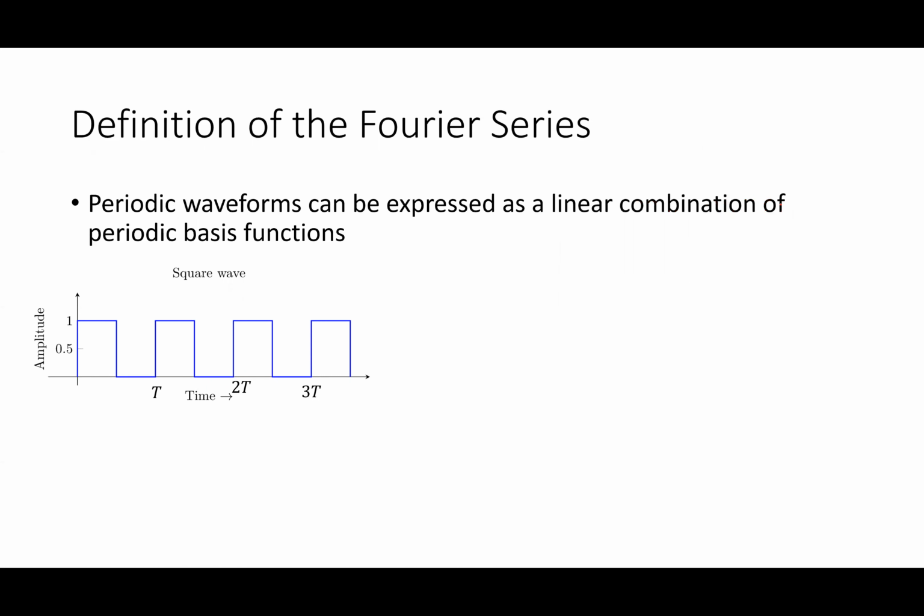What it says basically is that this waveform right here can be expressed as a linear combination of what I call periodic basis functions. In other words, this guy is a sum of cosine waves. There's a bunch of little cosines and sines that can add up to create this waveform. Now we're going to look at this concept in a little bit more detail in the next couple of slides, but this is particularly useful.